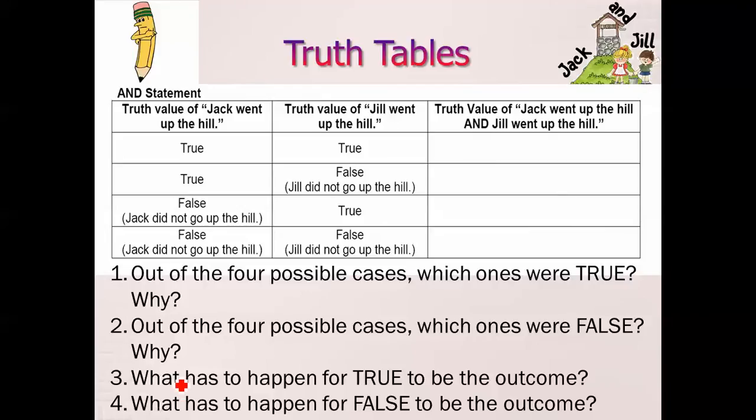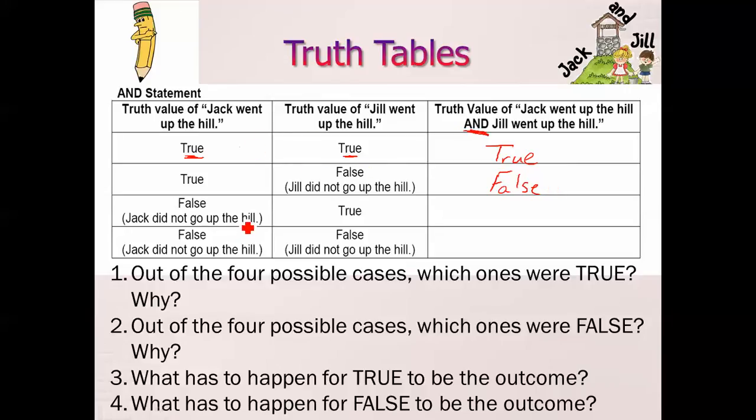Alright, so let's look at this truth table here. This is an AND truth table. The statements are, Jack went up the hill, Jill went up the hill, and Jack went up the hill and Jill went up the hill. So when Jack went up the hill is true and Jill went up the hill is true, then Jack went up the hill and Jill went up the hill is true. If Jack went up the hill is true and Jill went up the hill is false, then the statement Jack went up the hill and Jill went up the hill is false.